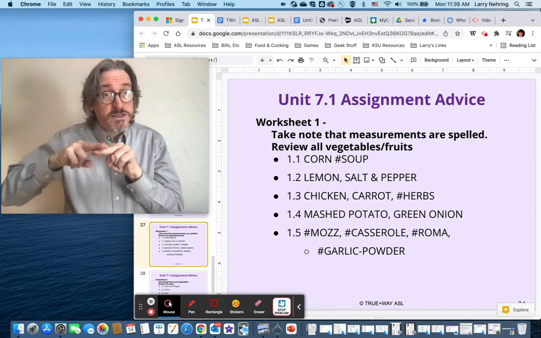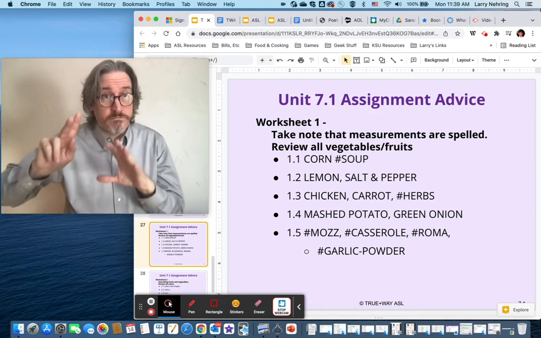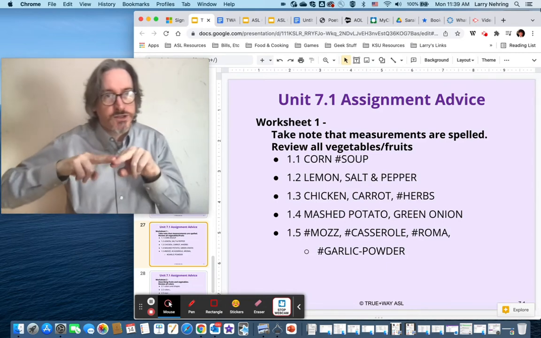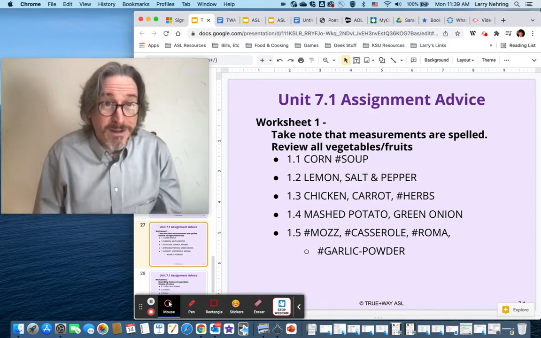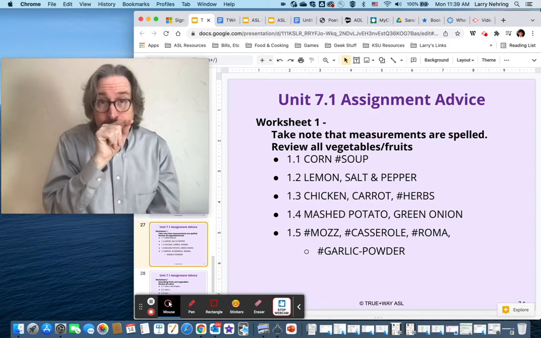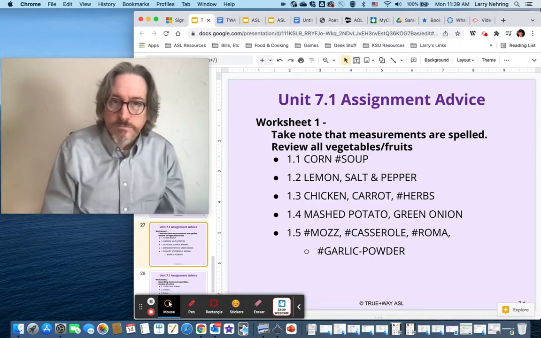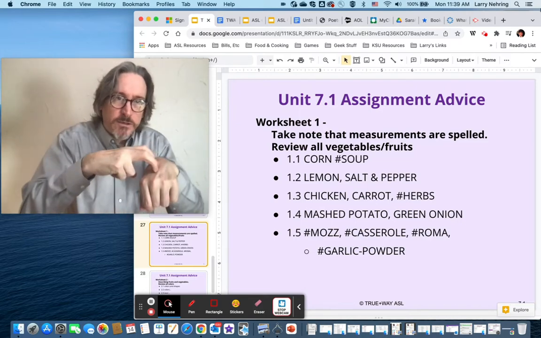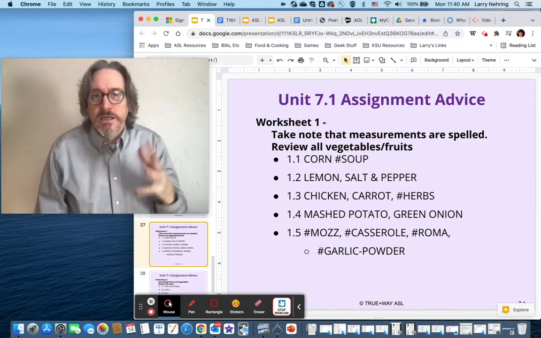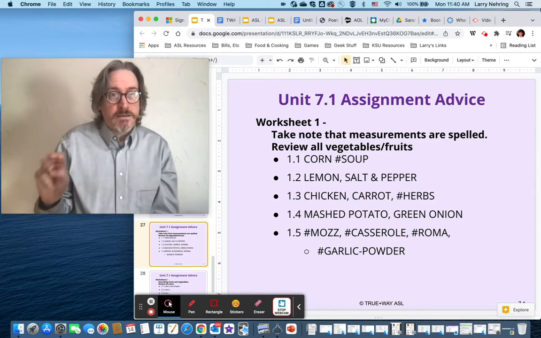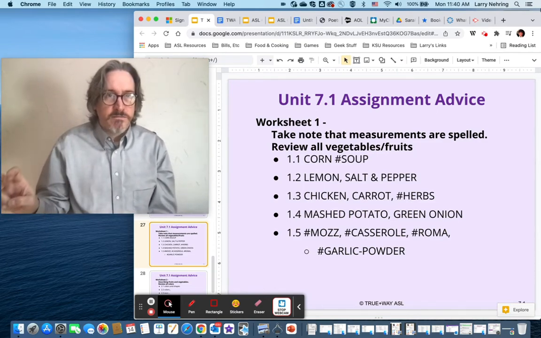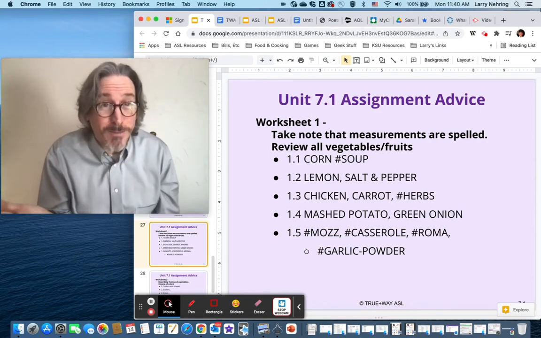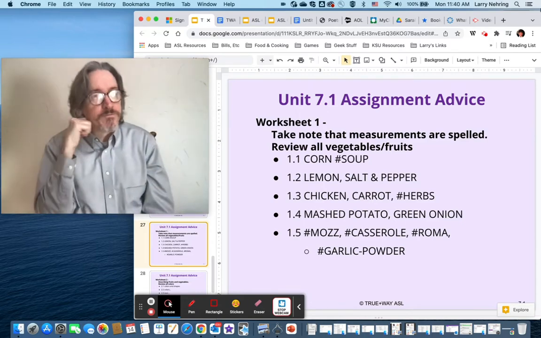Lemon, salt, and pepper. Push it, right? So salt, pepper. It's just a P, pepper. Salt and pepper. I hate that. Chicken and herbs. Mashed potatoes. Well, potato, but mash. Green onion. Mozzarella. M-O-Z-Z. Don't bother. You don't have to bother fingerspelling the last. Fingerspell casserole, Roma, and even garlic powder. We knew garlic from the vocab, but garlic powder.